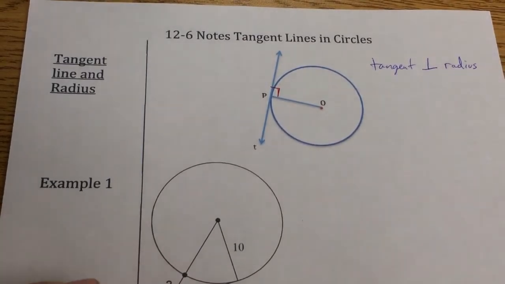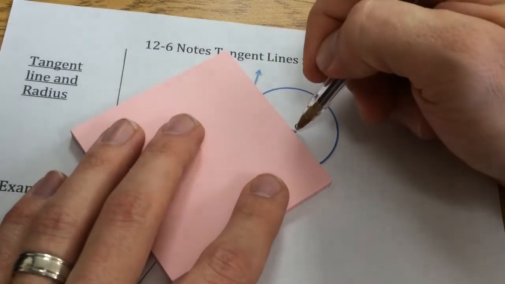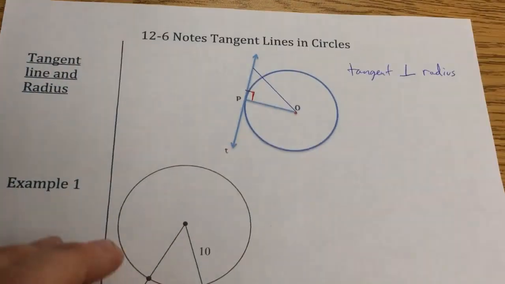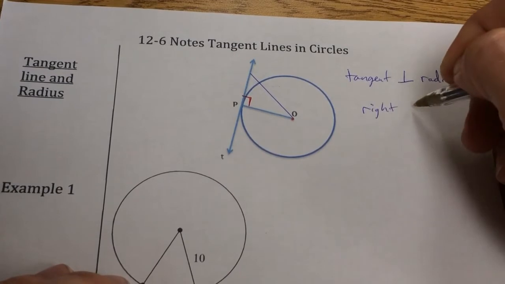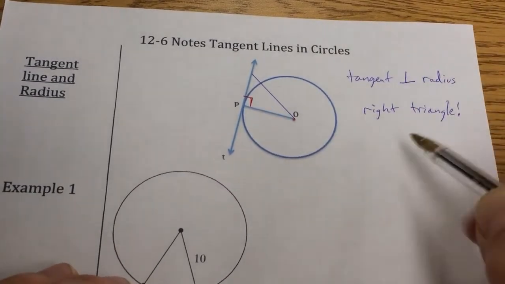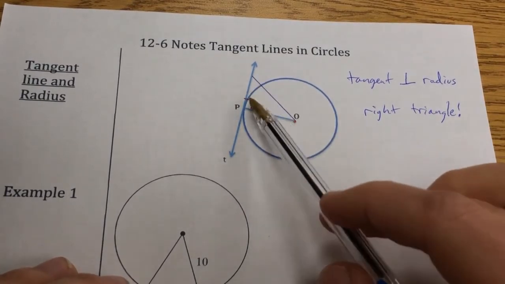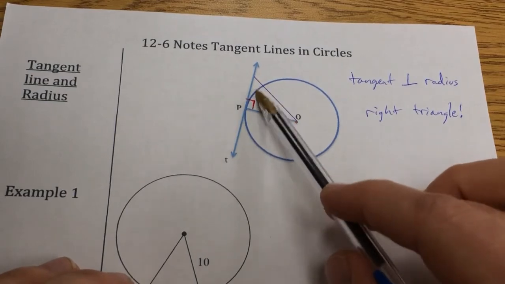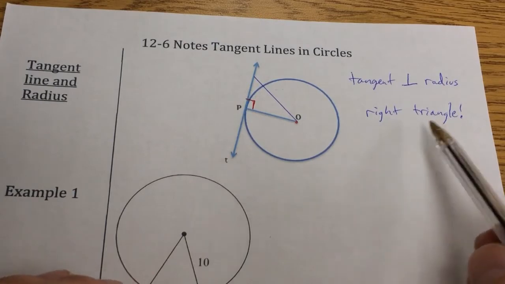Well, what can happen with that is I can connect another line out here that connects my radius to any point on that tangent line going in a different direction, and it makes a right triangle. With the right triangle, I can use the Pythagorean theorem. I can solve for angles of a triangle. Let's say, for example, I'm given a central angle here, and I can find the third angle by using 180 in a triangle. The angles equal 180, or any such thing.